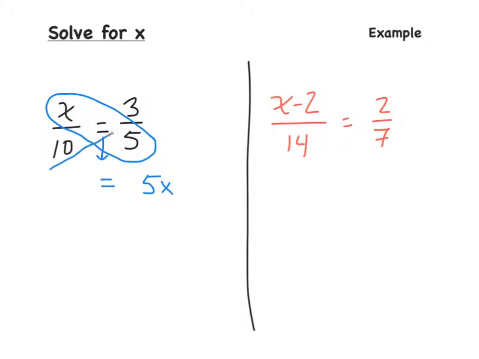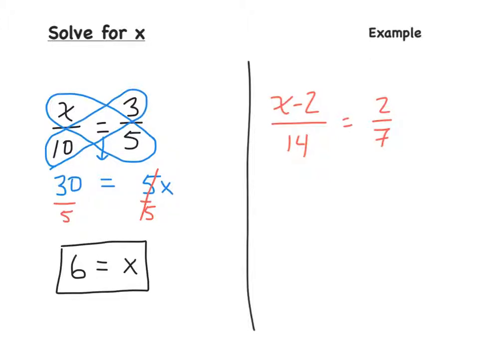Now, what is 10 times 3? That's equal to 30. Now, we have our one-step equation here. We have 30 equals 5x. So, 5 times what is equal to 30? What you could do is divide by 5 on both sides. Those cancel. So what's 30 divided by 5? That's equal to 6. So 6 is equal to x.